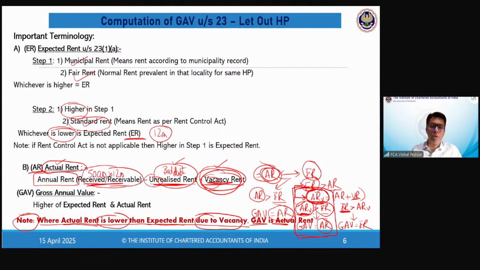If there would have been no vacancy, then my actual rent would have been this, and this would have been higher than ER. It means right now, my AR is less than ER only because of vacancy. Had there been no vacancy, my AR was greater than ER. So they are saying that in such a case, GAV will be AR only. That is why, where ARV is greater than ER, you take the GAV as AR only. So this is that language impact.